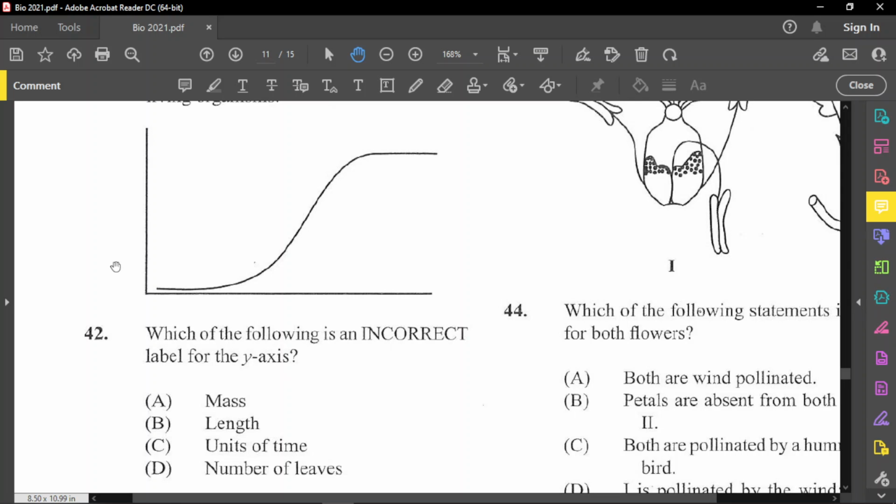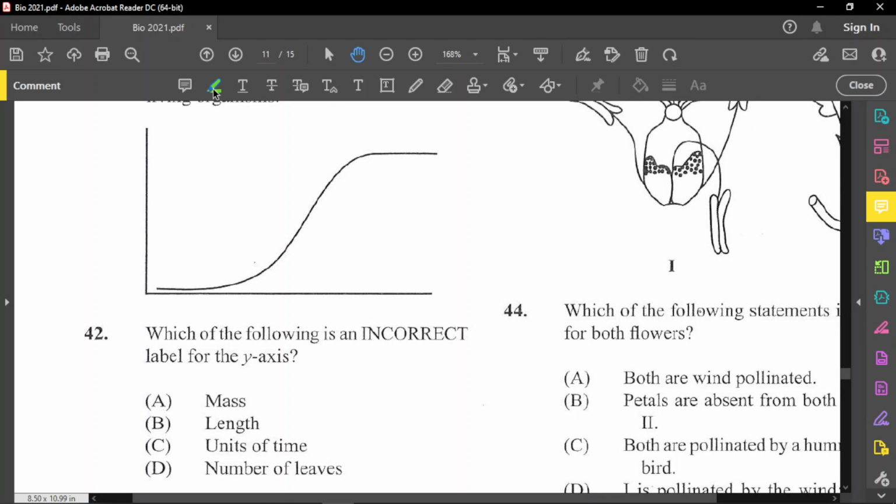So for y, it means increase and then eventually stop, right? So I could say time will be incorrect for 42. So 42C will be your option. And of course, look at the graph. Time doesn't increase and then taper off. No, time is on a continuum, so time should be on the x-axis.